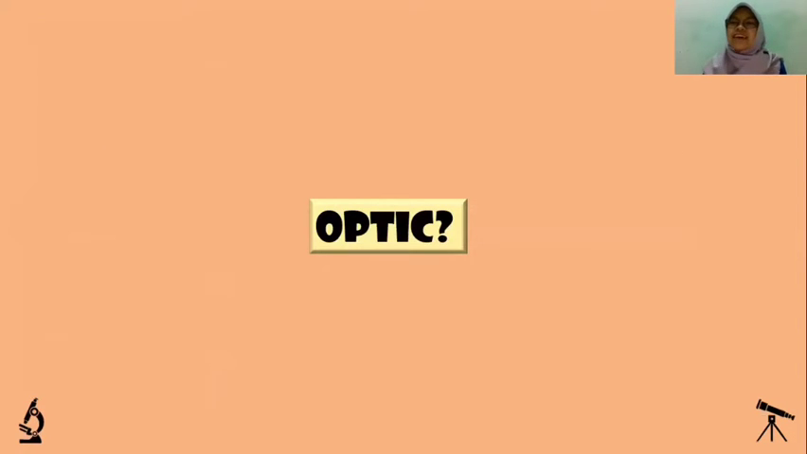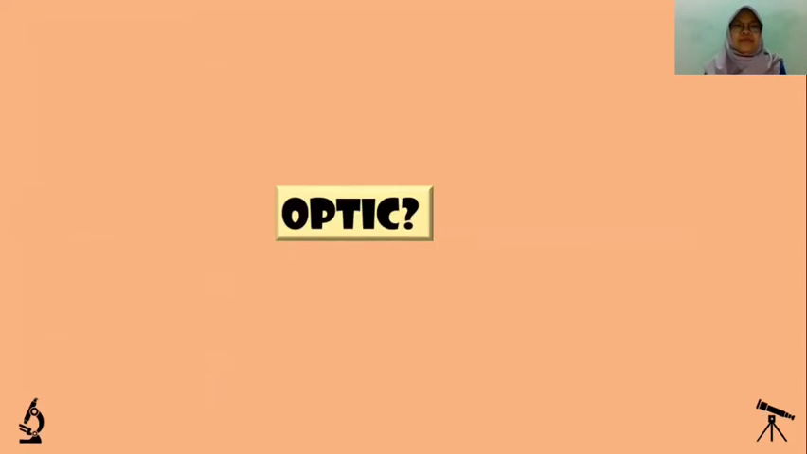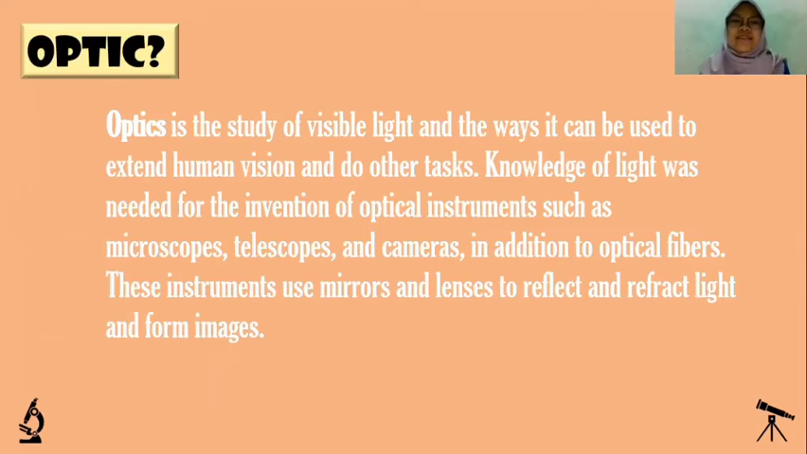So let's get it. So what is optics? Optics is the study of visible light and the ways it can be used to extend human vision and do other tasks. Knowledge of light was needed for the invention of optical instruments such as microscopes, telescopes, and cameras. In addition to optical fibers, these instruments use mirrors and lenses to reflect and refract light and form images.